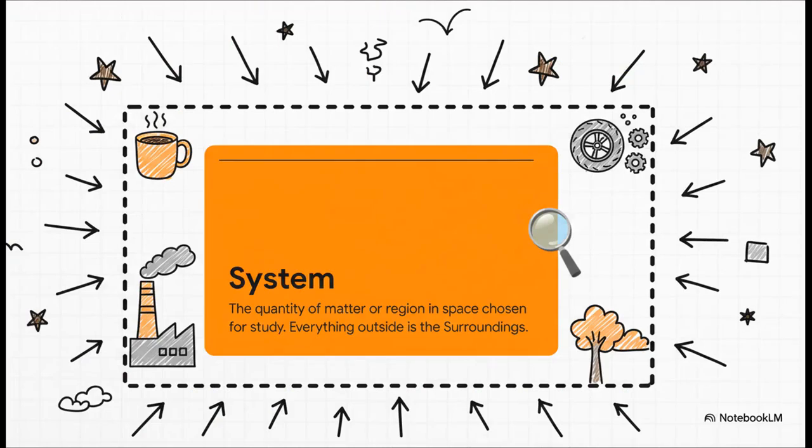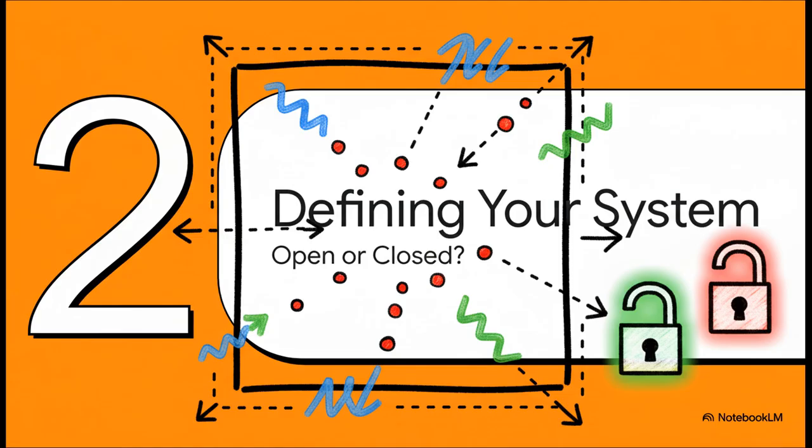Okay, so the very first thing you have to do is define your system. I want you to think of it like drawing an invisible box around the one thing you care about. That box could be around the coffee in your mug, or the engine in a jet, or even an entire star. Once you've drawn that box, everything else, and I mean everything else, in the entire universe is just called the surroundings.